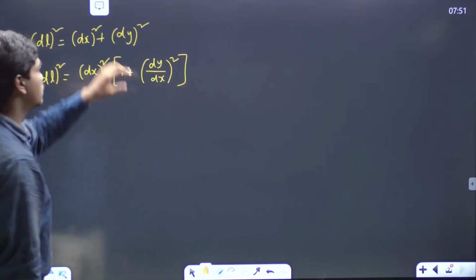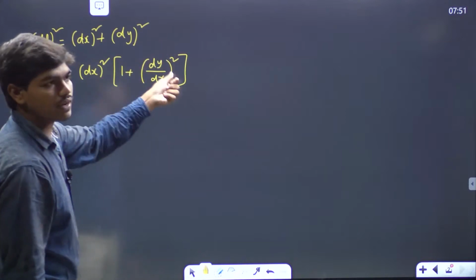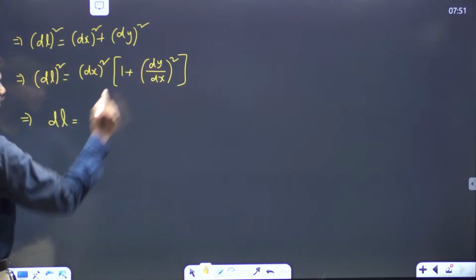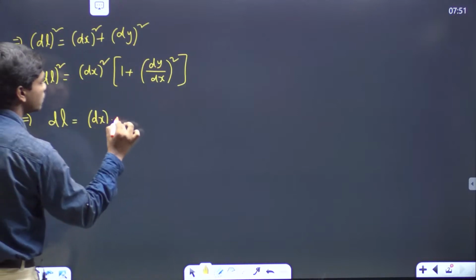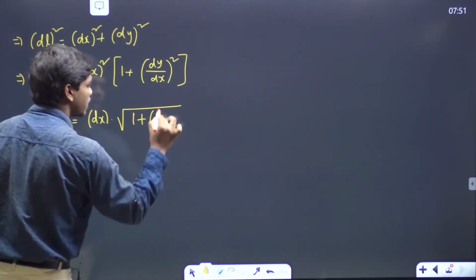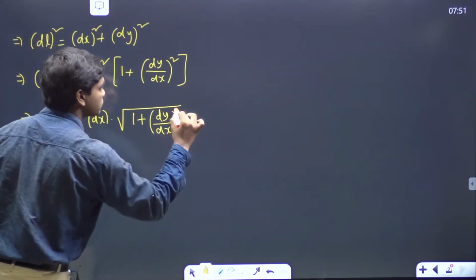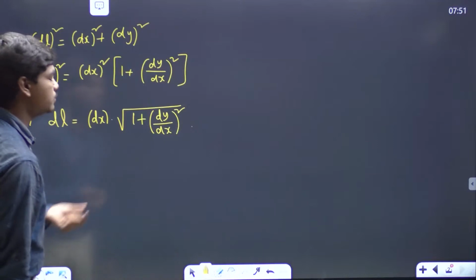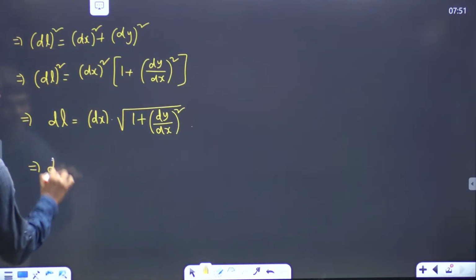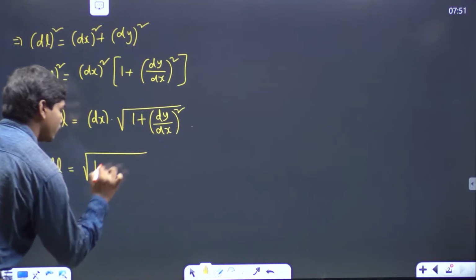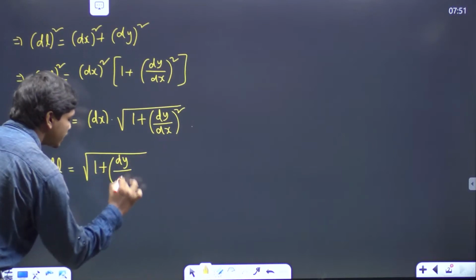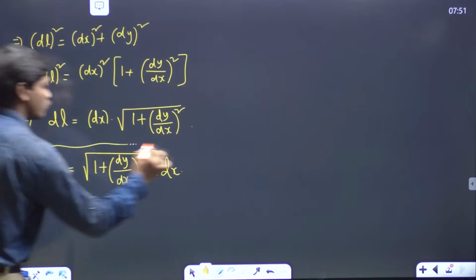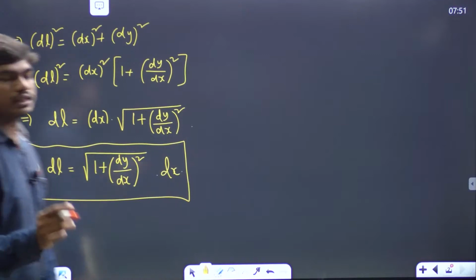Yes or no? Because this dx square, when it comes here, it can be written as dy by dx whole square, and this implies dl is equal to, if you take square root, dx into square root of 1 plus dy by dx whole square. This is the expression to evaluate the small strip length of the curve f of x. So dl is equal to square root of 1 plus dy by dx whole square into dx. So basically this is the expression to find the infinitesimally small length of a strip.